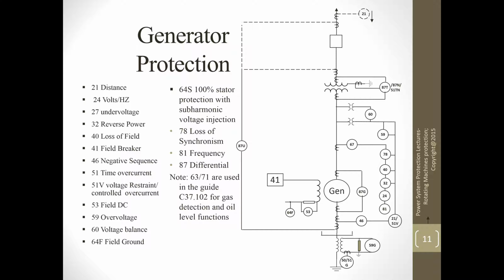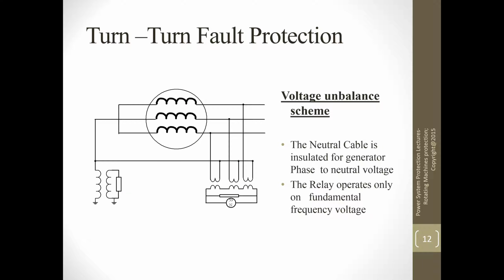Then conventional protection like transformer differential, generator differential, and then the overall differential, 87U we call it here, which protects both transformer and generator within the zone of its protection. Then 63, 70, 71 are used for gas detection and oil level functions. C37.102 is the guide for generator protection, and they go through in detail the functionality of these and also how to set them. That is an excellent guide for reference.